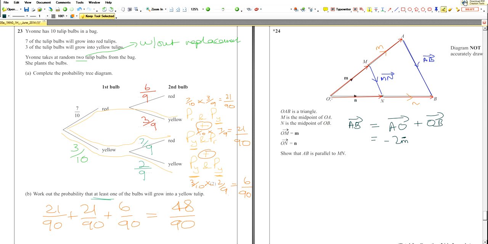Now OB is going to be an n vector and another n vector, so that will be plus 2n. That little line indicates that n is a vector. So we've now worked out A to B. Underline that. We've got to work out M to N. Let's change color.